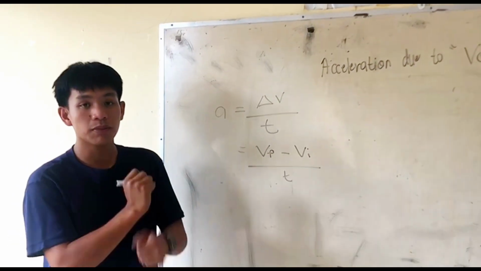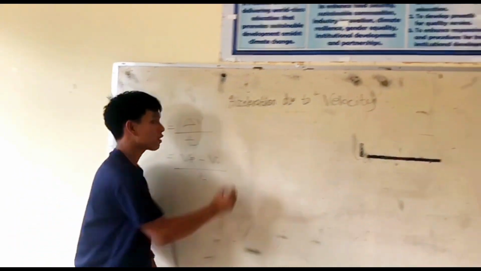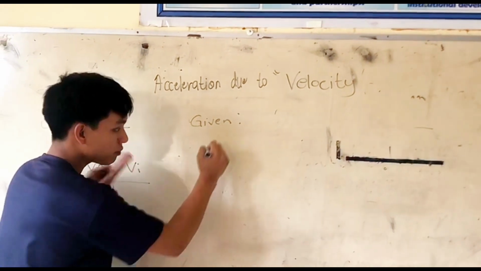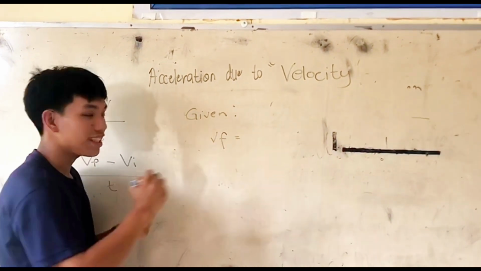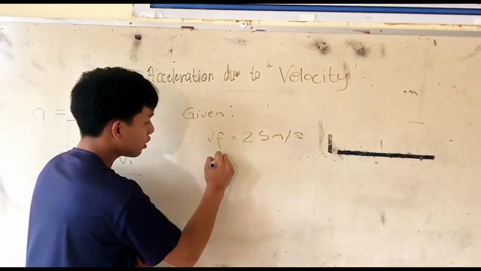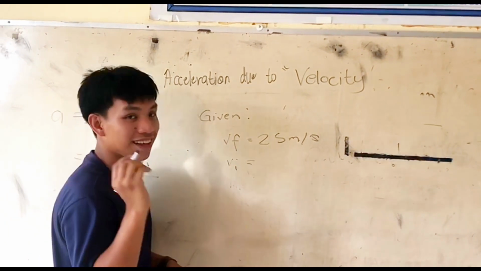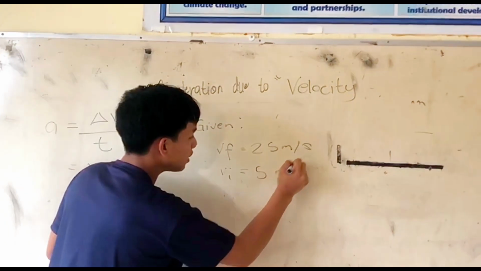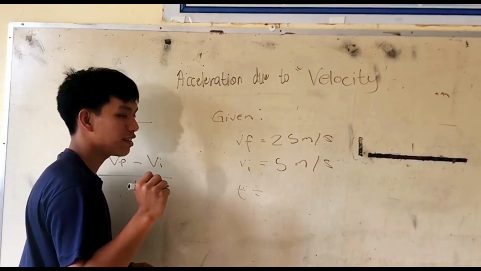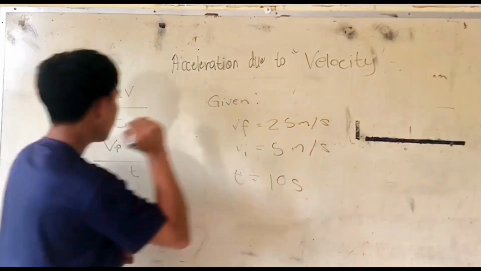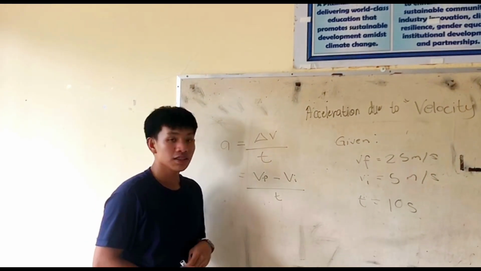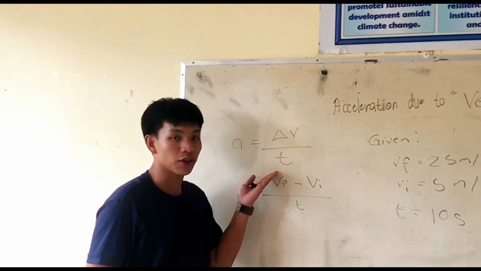So as stated in the problem, let us identify the givens. What is the final velocity? Yes, it's 25 meters per second. And the initial velocity? Yes, it is 5 meters per second, while the time given is 10 seconds. Now, sir, how can we solve the problem? Simple, simply by substituting in the formula.